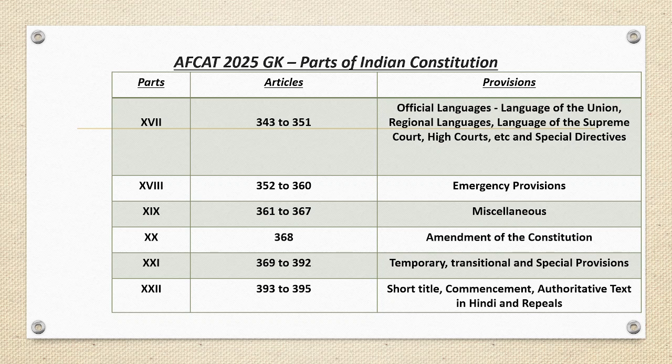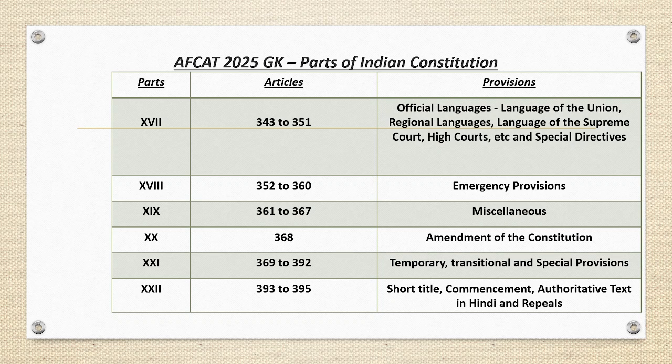Part 18, it deals with articles 352 to 360. I'm sorry, this is part 18, not 28. This part 18 deals with the emergency provisions. Then part 19, articles 361 to 367, has a provision for miscellaneous affairs in our Indian Constitution.